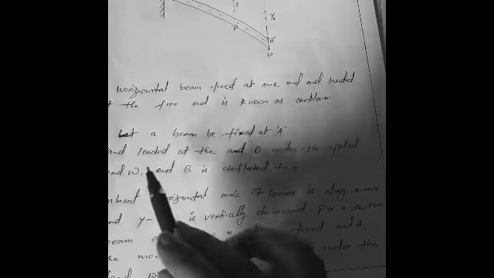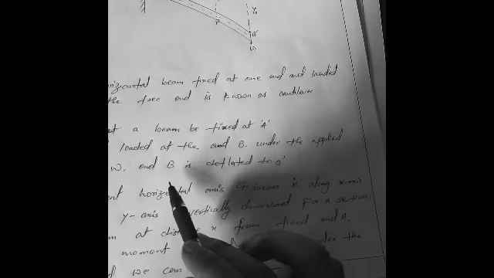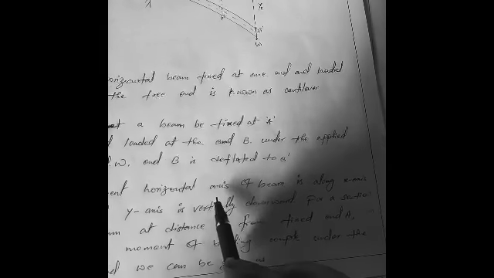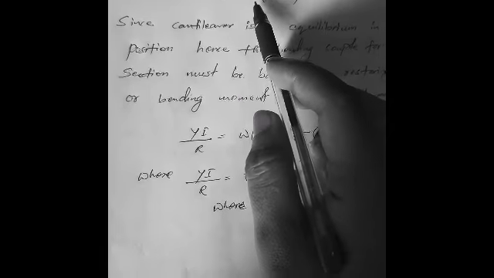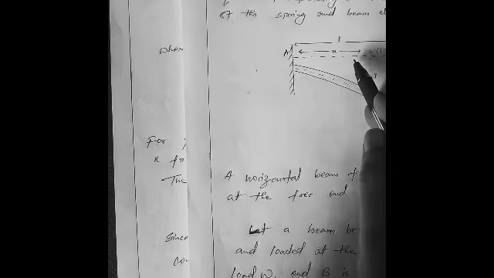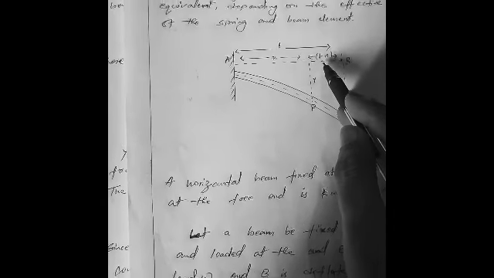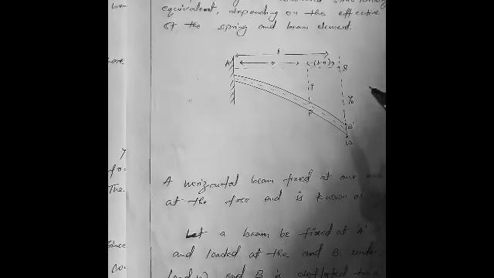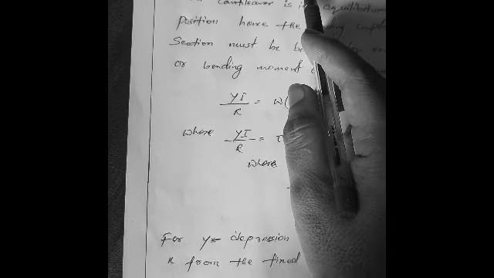Let a beam be fixed at A and loaded at the end B. Under the applied load W, B is deflected to B dash. The unbent horizontal axis of the beam is along the x-axis and the y-axis is vertically downward. For a section of the beam at distance x from the fixed end A, the moment of the bending couple under the load can be given as tau is equal to W into L minus x, where L is the length of the beam, x is a distance, and L minus x is the bending portion. Then the torque acting on this beam is tau equal to W into L minus x.